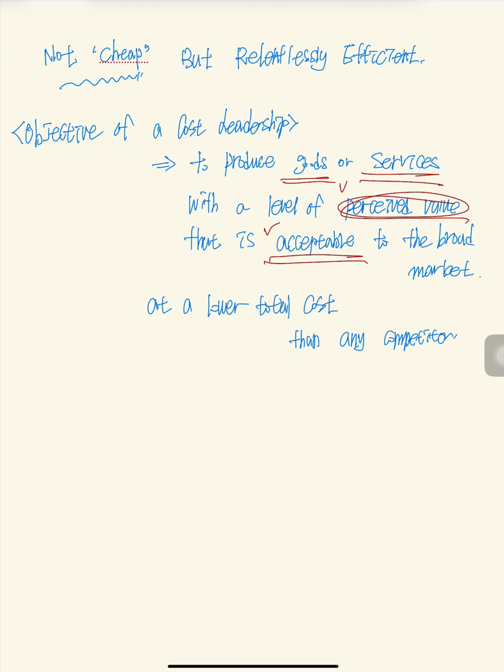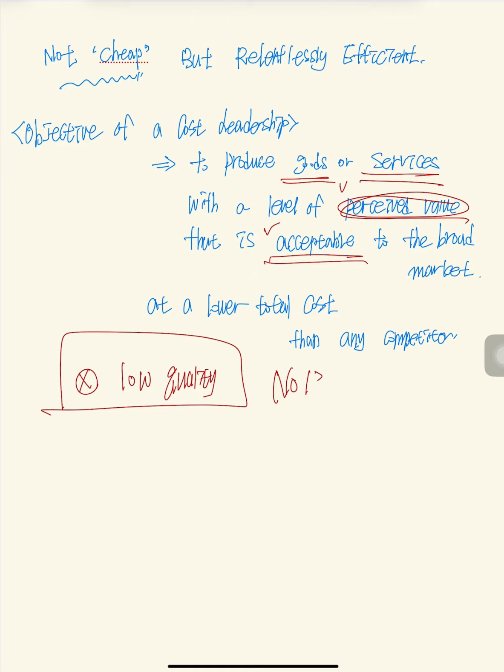I would like to say one more time. I need to stress something that students constantly misunderstand at this stage of their education. Cost leadership does not mean low quality. No, okay? This is one of the most costly confusions in strategic practice as well.